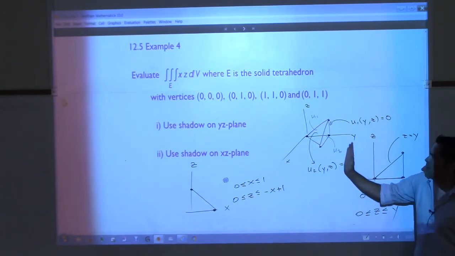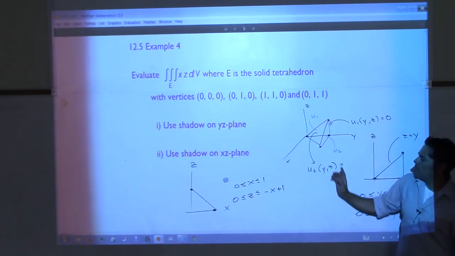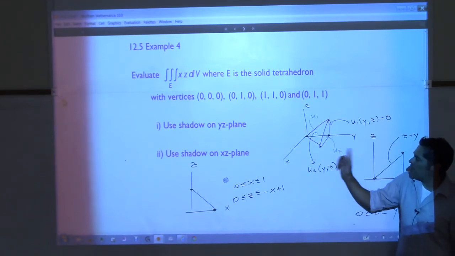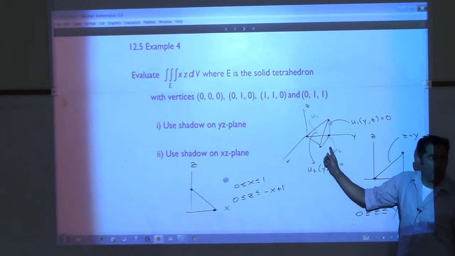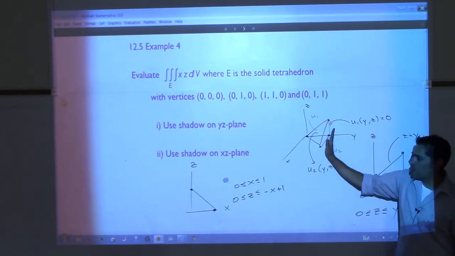It's not 0. Hold on. What's the equation of a plane? What is the equation of that plane right there? U2. The two vectors. It's 1. What is 1 though? Y is 1. That plane right there is y is 1.